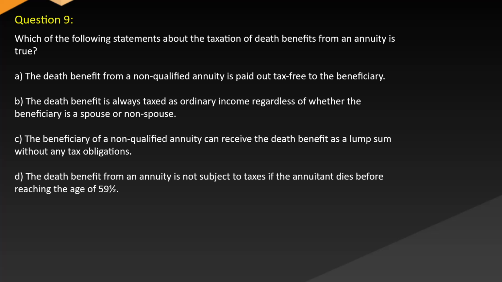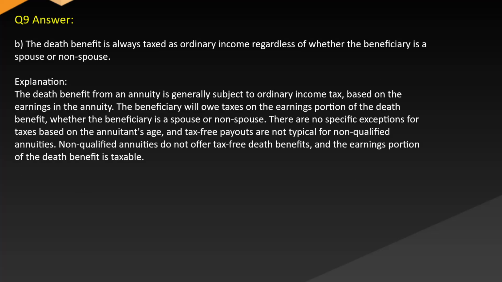D. The death benefit from an annuity is not subject to taxes if the annuitant dies before reaching the age of 59½. Answer: B. The death benefit is always taxed as ordinary income regardless of whether the beneficiary is a spouse or non-spouse. Explanation: the death benefit from an annuity is generally subject to ordinary income tax based on the earnings in the annuity.